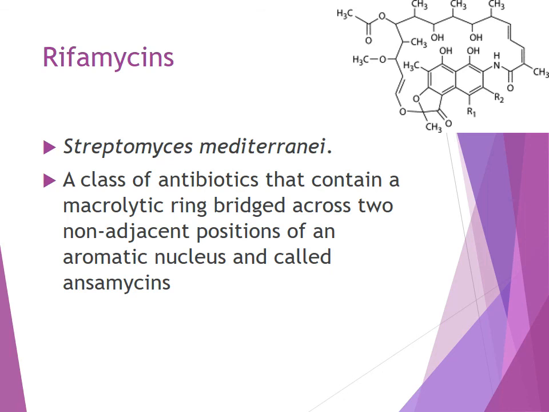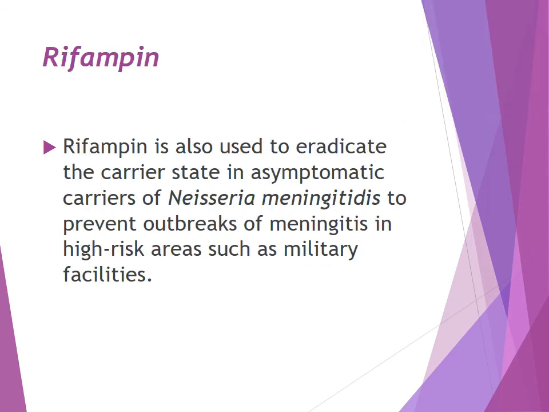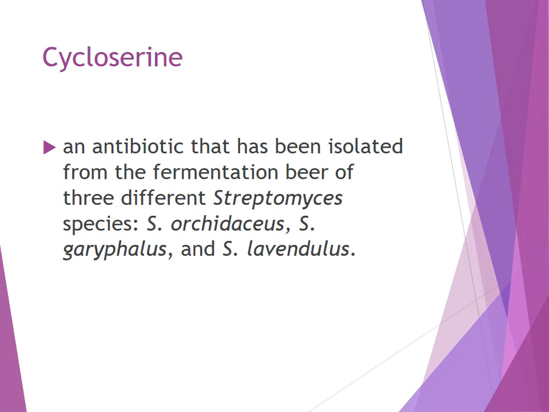Okay, next we have rifamycin from Streptomyces mediterranei, a class of antibiotics that contains a macrocyclic ring bridge across two non-adjacent positions of an aromatic nucleus and called ansamycins. Ito yung bridge. Next we have rifampin. This is used to eradicate the carrier state in asymptomatic carriers of Neisseria meningitidis to prevent outbreaks of meningitis in high-risk areas such as military facilities. Adverse effect, red-orange coloration of urine.